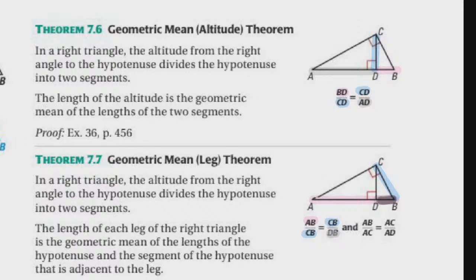Sorry, I'm trying to make it dark. Okay, hopefully you can see that. And also AB, which is this entire length here, over AC, which is this length here, equals AC over AD, which is this one here. So you'll just kind of have to figure out what you're given and then which of these proportions to use.